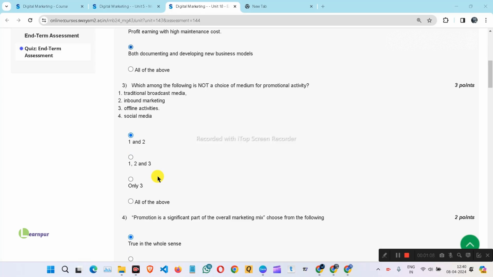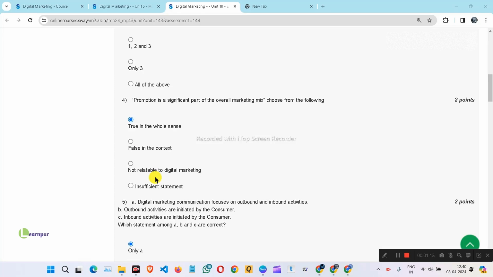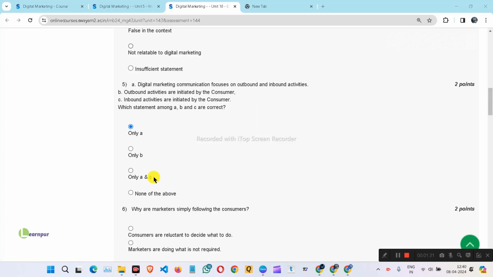For question number 3, which among the following is not a choice of medium for promotional activity? The answer will be option A, 1 and 2. For question number 4, promotion is a significant part of overall marketing mix. Choose from the following. The answer will be option A, true in whole sense. For question number 5, digital marketing communication focuses on outbound and inbound activities. For this, the answer will be option A, only A.